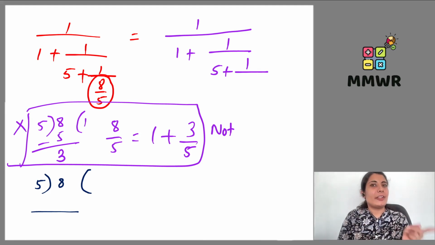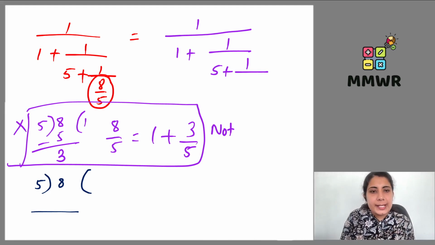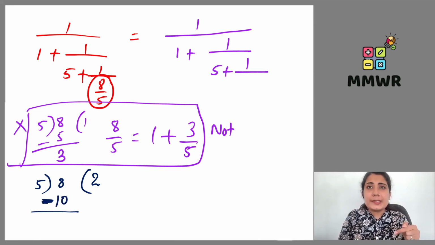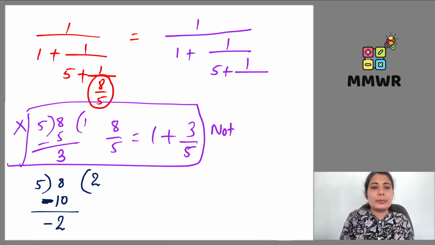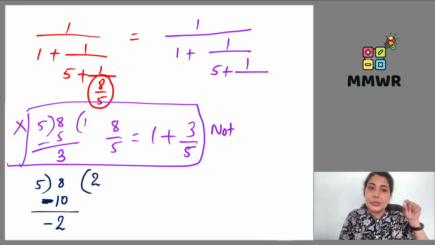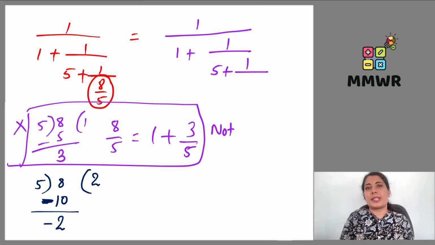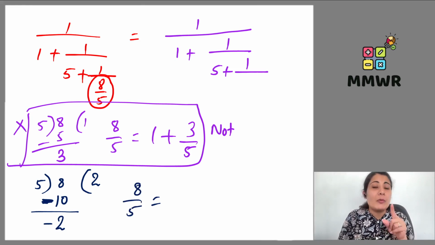So 5 ones are 5, 5 twos are 10. That is why we will divide 2 times, which gives me 5 twos are 10, and I am going to subtract. 8 minus 10 is not going to give me 2, 8 minus 10 is going to give me minus 2. So this is the process which is going to give me a negative sign. So actually 8 upon 5 I can write in mixed fraction as 1 plus 3 upon 5, but I have to write it with a negative sign.